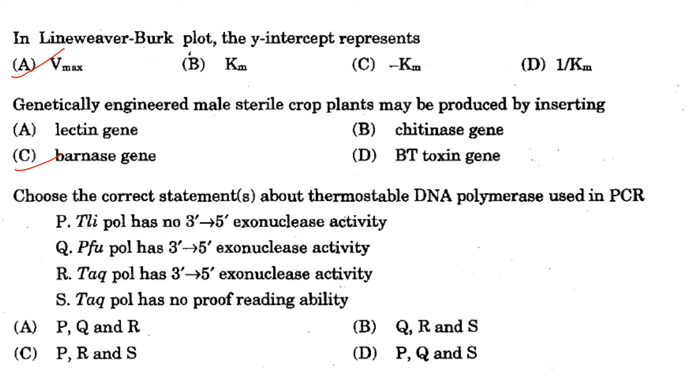So coming to the next question, in Lineweaver-Burk plot, the y-intercept represents. So Lineweaver-Burk plot was widely used to determine important terms in enzyme kinetics, that is Vmax and Km. The y-intercept of such a graph is equivalent to the inverse of Vmax or 1 by Vmax, and the x-intercept of the graph represents minus 1 by Km. So answer is option A, Vmax.